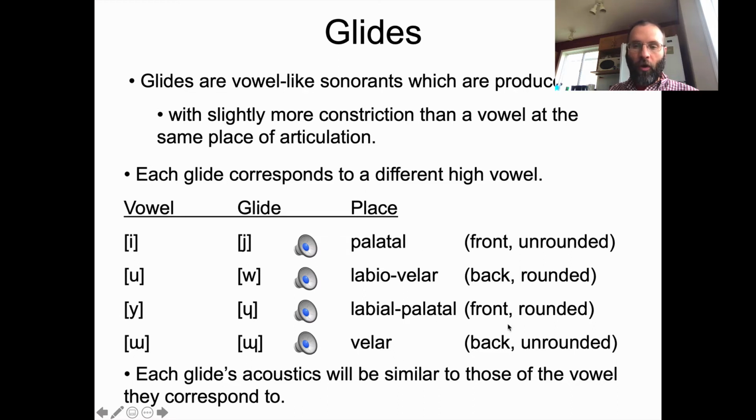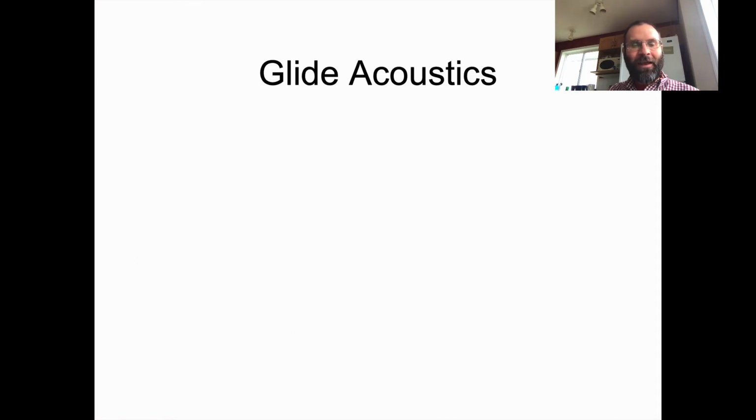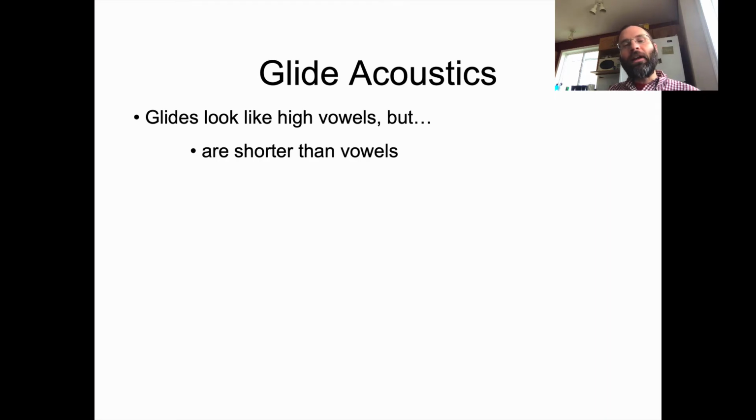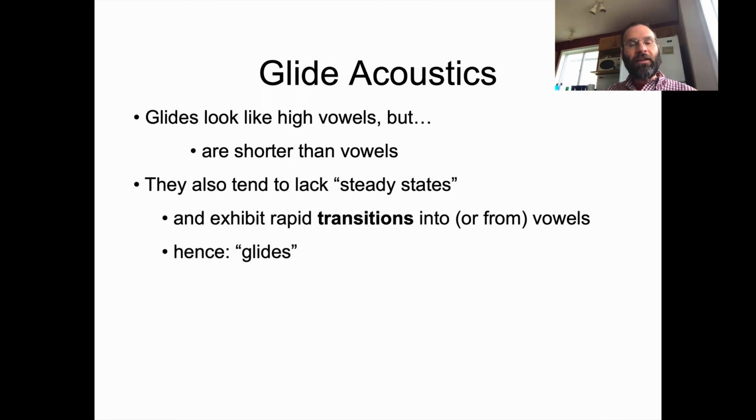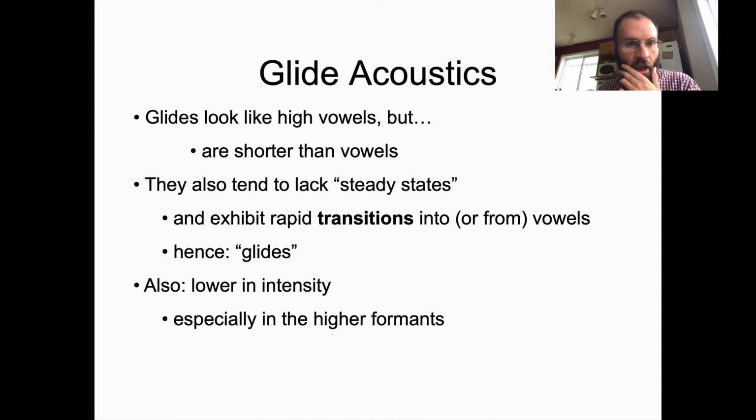And we should know what the acoustics of these vowels look like, or know what to expect, because we've talked about the acoustics of vowels at some length already in this class, right? So yeah, glides look like high vowels, but they're shorter than vowels. Like I said, they're kind of transient articulations. They also tend to lack steady states and exhibit rapid transitions into or from the vowels. That's kind of why they're called glides.